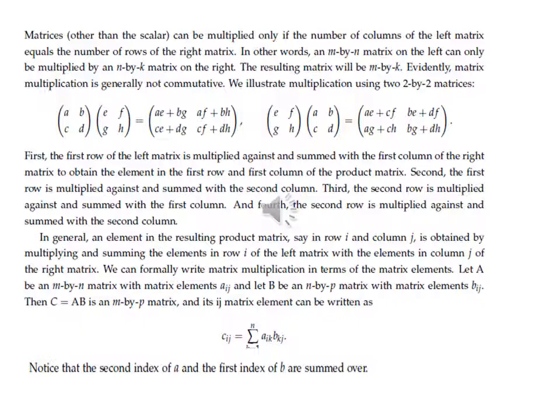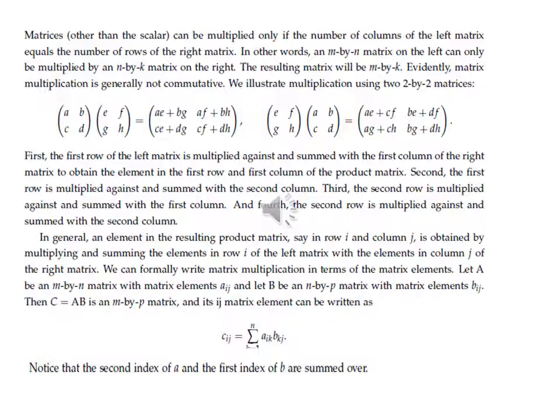In general, an element in the resulting product matrix, say in row i and column j, is obtained by multiplying and summing the elements in row i of the left matrix with the elements in column j of the right matrix.